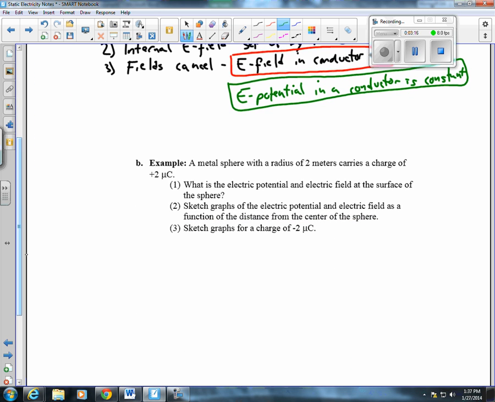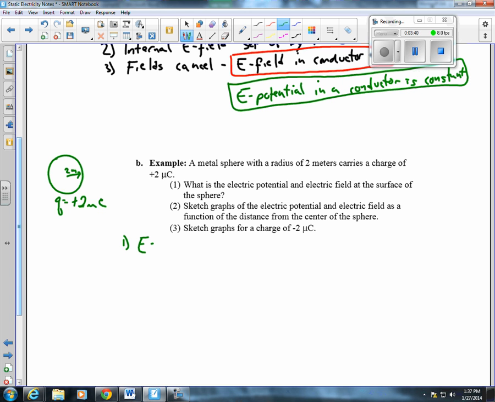So here's an example. A metal sphere with a radius of 2 meters carries a charge of plus 2 microcoulombs. So I'm going to sketch this over here. I have my sphere over here. The radius is 2 meters, and it has a charge of plus 2 microcoulombs. And we want to know the electric potential and electric field at the surface of the sphere.